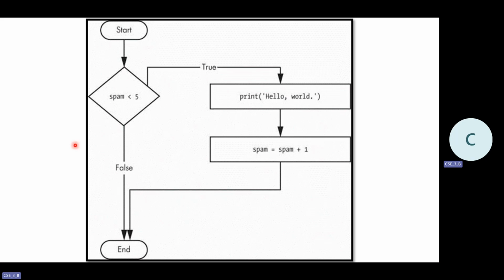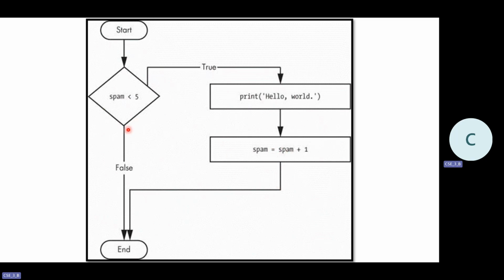So let us understand with an example. We start the task, and then we have assigned spam as 0, and then we are mentioning here: till the value of spam is less than 5. So we can see here it is true. So we are printing the message as hello world, and then we are updating the value of spam. We are incrementing.